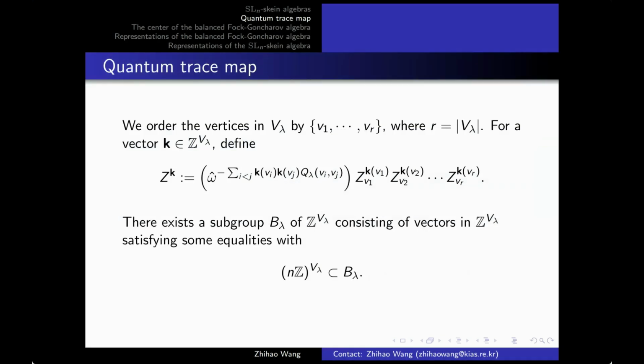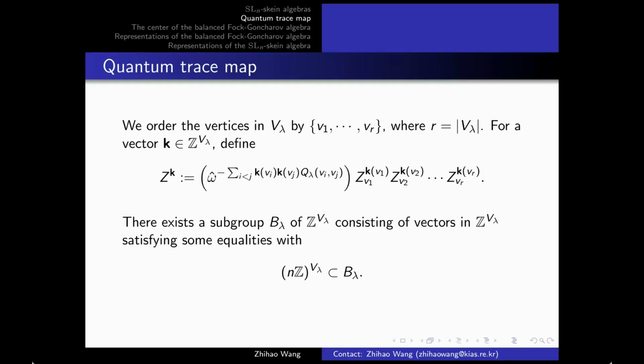Actually, the image of the quantum trace map is contained in a slightly smaller algebra of the Z quantum torus. So now I'm going to explain this slightly smaller algebra, called the balanced part. Before that, let me first introduce some definitions. We first order the vertices in V lambda by this, and then for any vector k, we define the monomial like this. This is called the Weyl normalization.